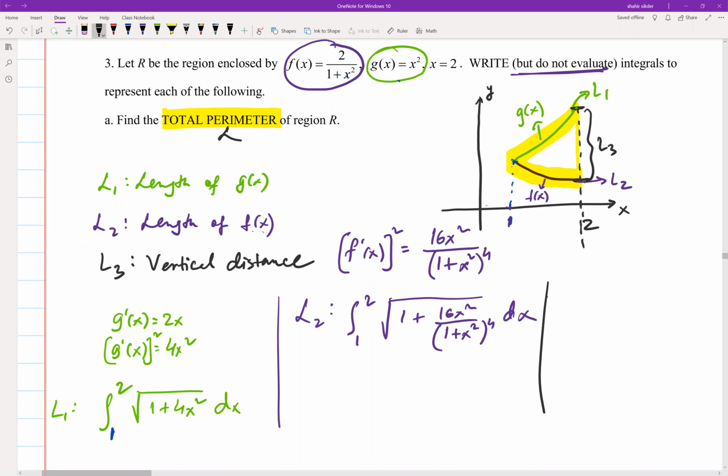Lastly, my L3. L3 is the vertical distance, so what is L3? L3 is nothing but this height, right? Think about it. If I have something, let's say 7, and something that is 1, how do you find the height? You say it's 6, because you subtract. The same concept over here. This height is the g value evaluated at that point. What is that point? Its x value is 2. So it's g of 2 minus the value evaluated at 2 on the f function.